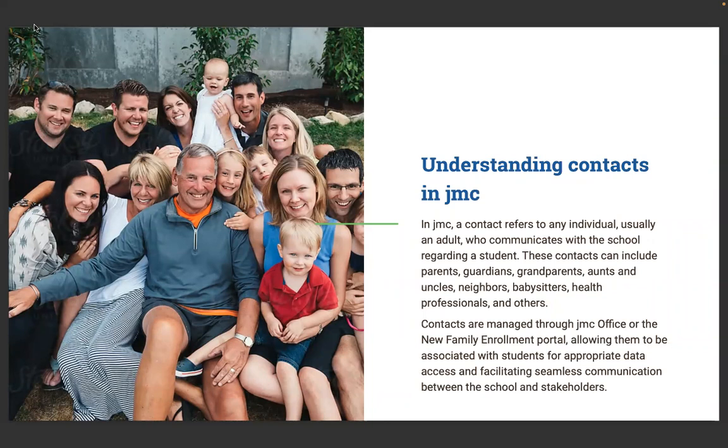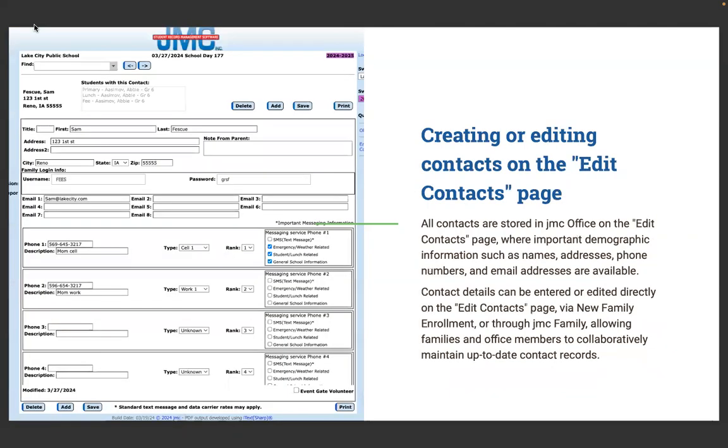So in JMC, a contact refers to any individual, usually an adult, who communicates with the school regarding a student. These contacts can include parents, guardians, grandparents, aunts, uncles, neighbors, babysitters, healthcare professionals, and others. Contacts are managed a few different ways. They can be managed through JMC Office or the new family enrollment portal, allowing them to associate themselves with students for appropriate data access and facilitating seamless communication between the school and stakeholders.